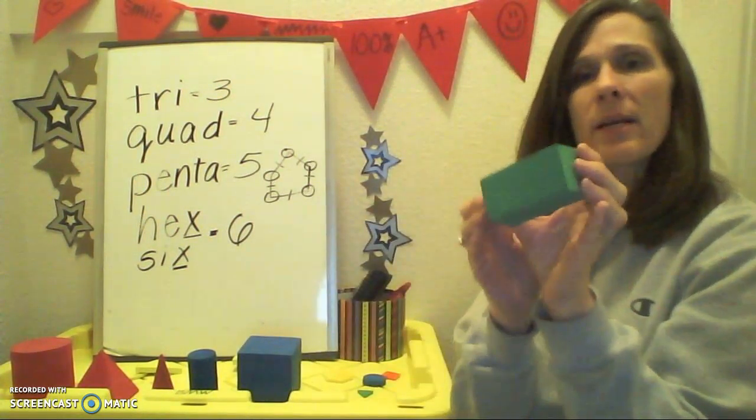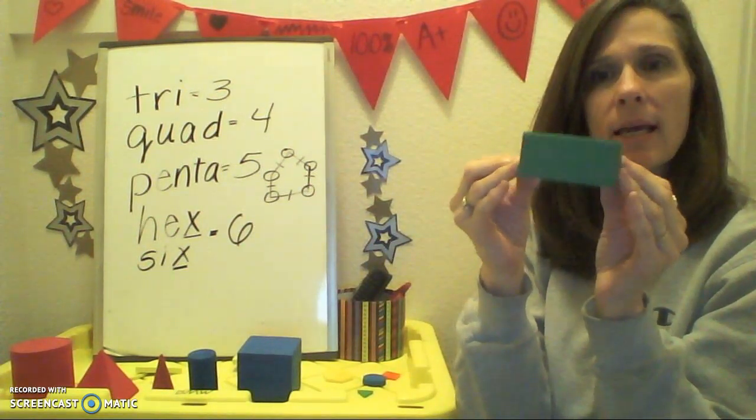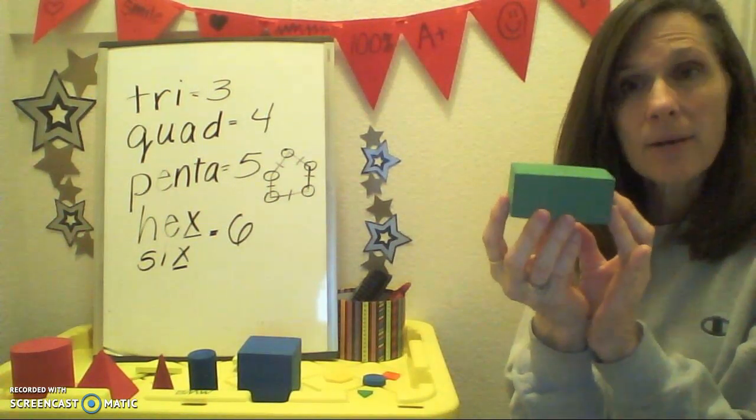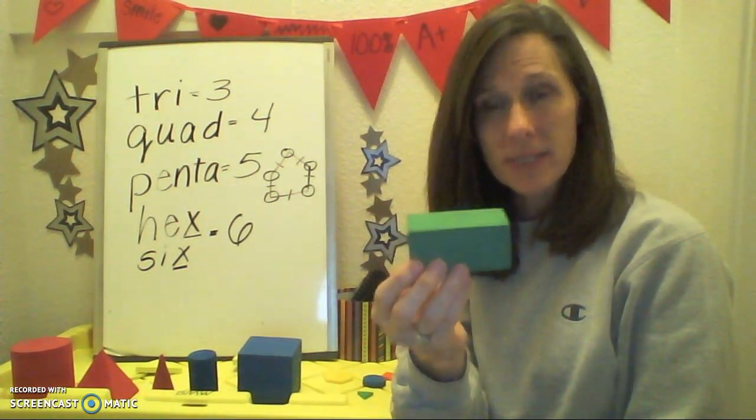Okay, and the next three-dimensional shape has rectangles on all 4 sides. And it might have a square on each end, or it might also have another rectangle on the ends. And we would call this a rectangular prism.